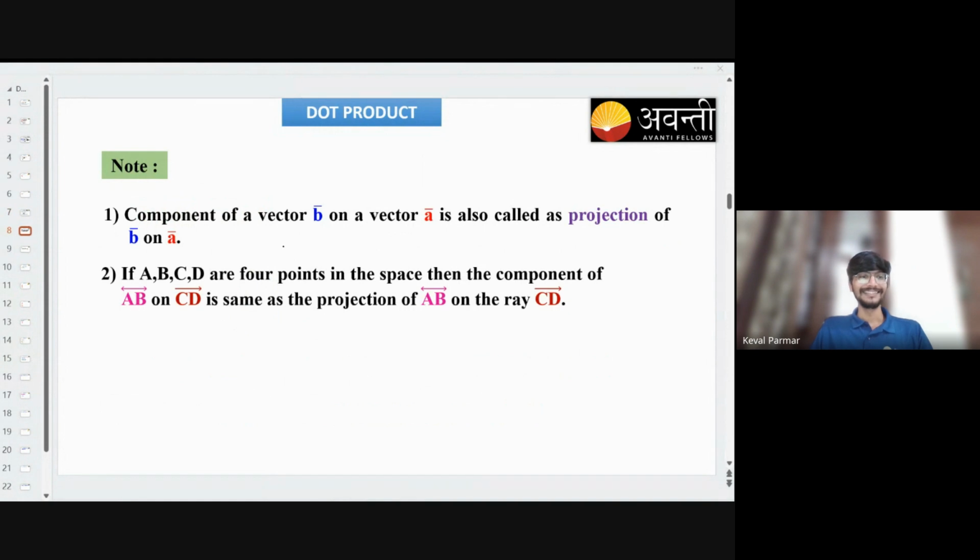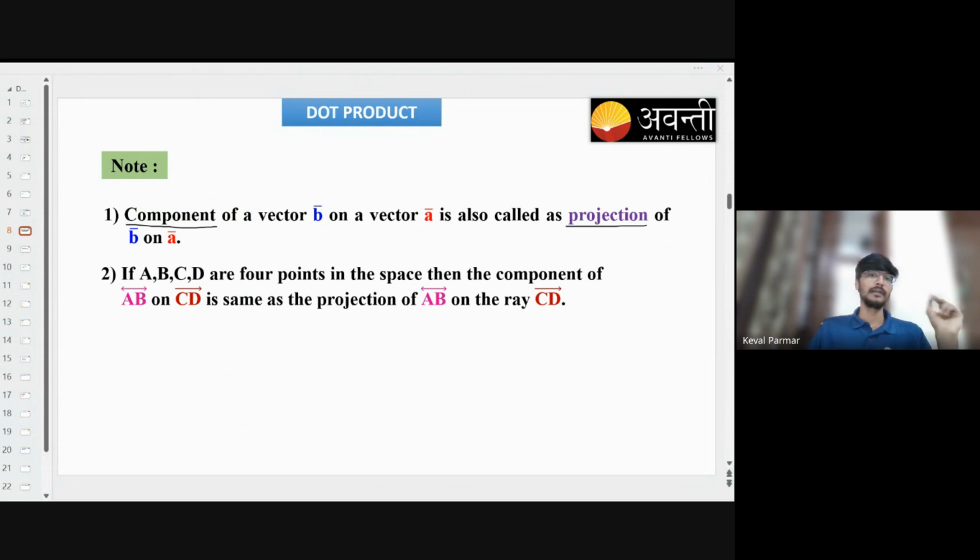There is another word for component. It is called projection. Or many a times, as I said, they use shadow. Shadow भी वही होता है, उसका भी meaning same होता है.